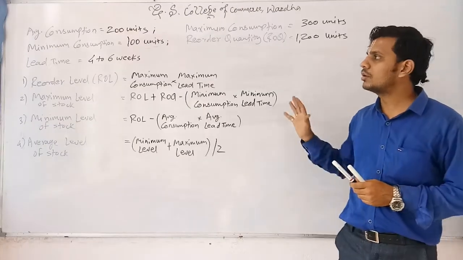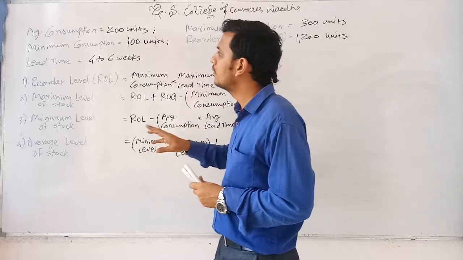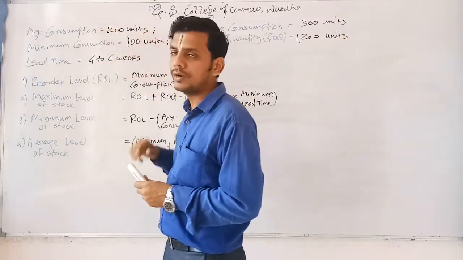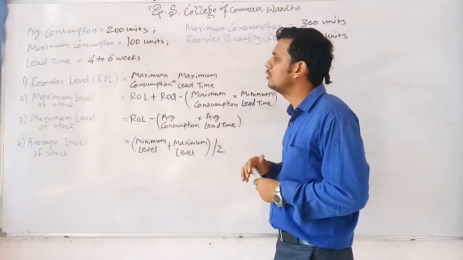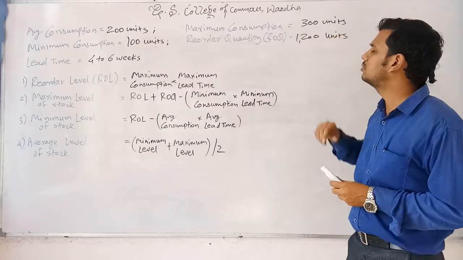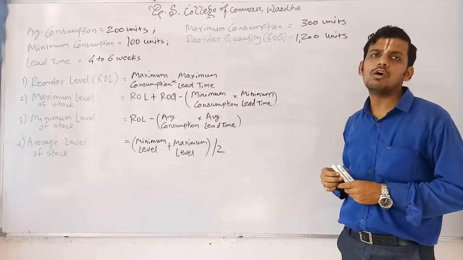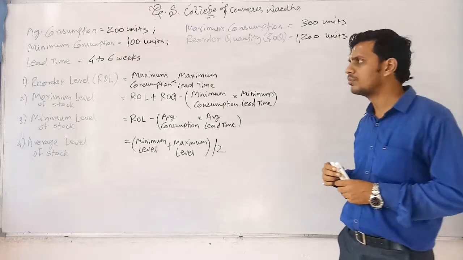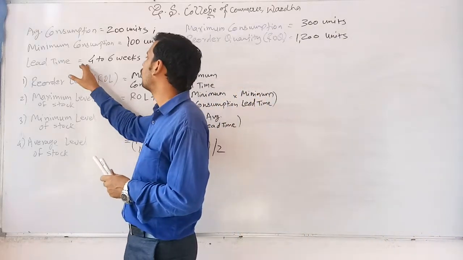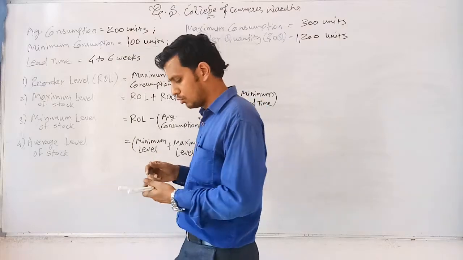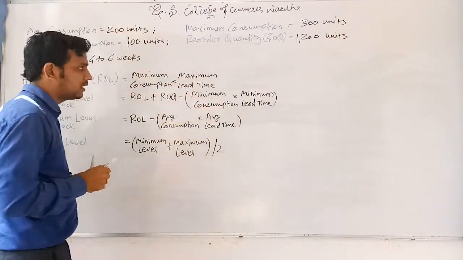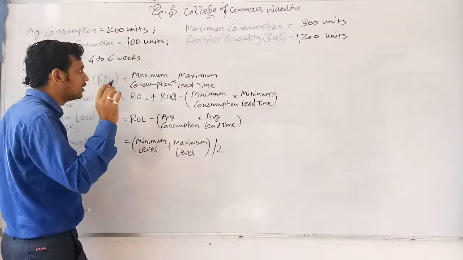Now, what the question first says is that average consumption is 200 units, whereas minimum consumption is 100 units. Maximum consumption is 300 units and reorder quantity is given as 1200 units in the question. Whereas lead time is given as 4 to 6 weeks. So we have to find out maximum lead time, minimum lead time and average lead time.